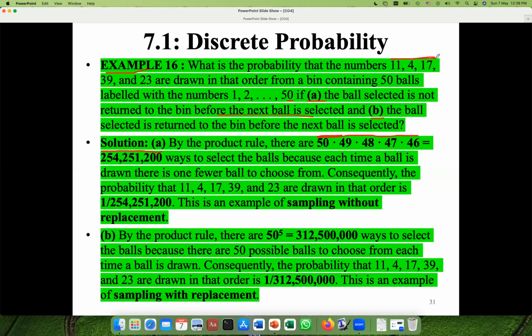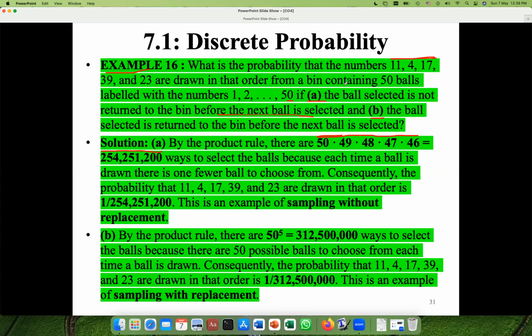I will tell you that here there is a little bit ambiguous sentence, so that's why I have given you the clear meaning. You have to take it out and keep it here. And for B, you have a different option. B is saying the ball selected is returned to the bin before the next ball is selected. So this is the second question.